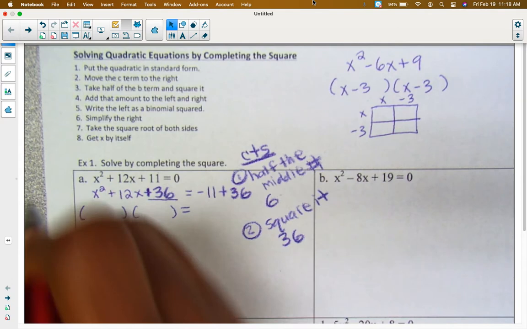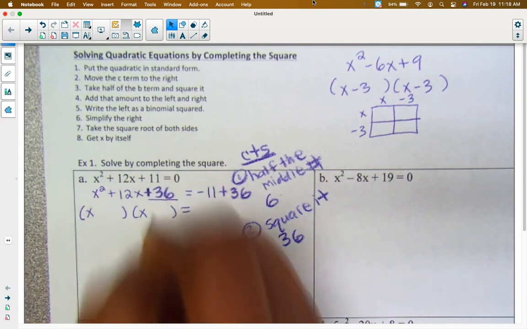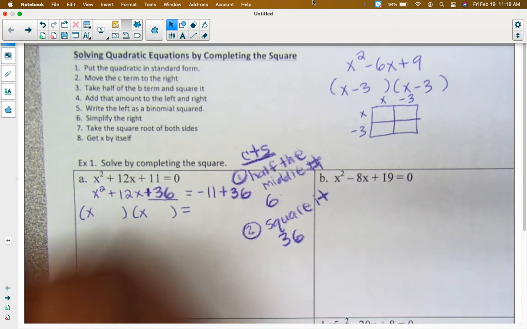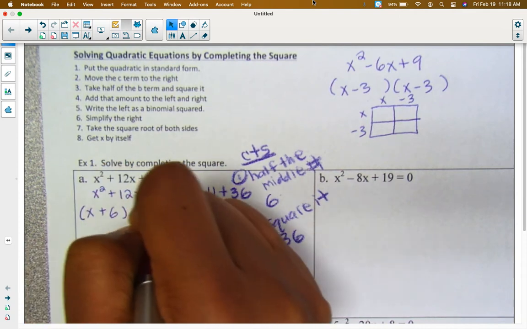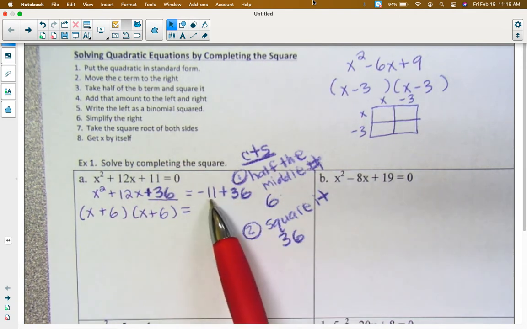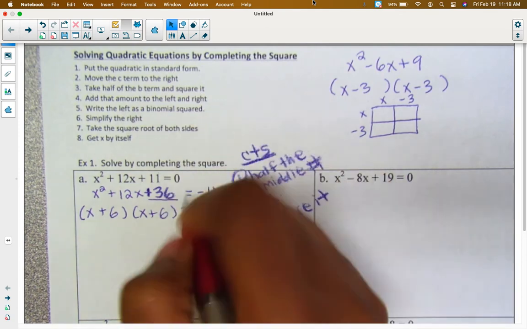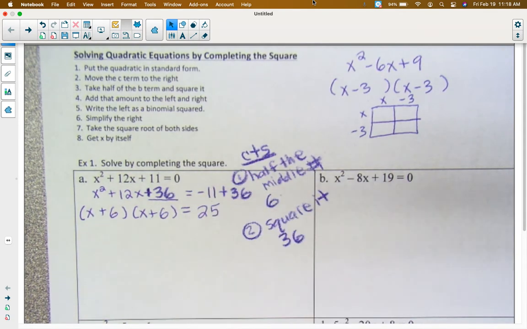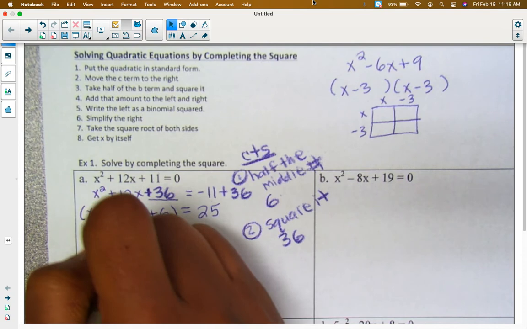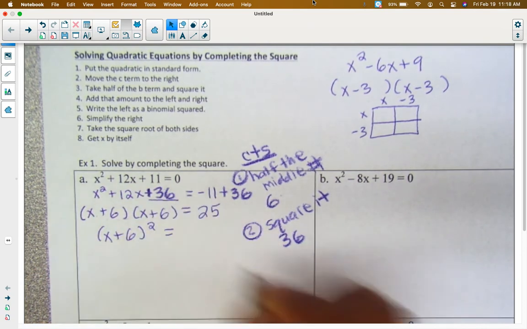Two numbers that multiply to give me 36, add to give me 12. So those numbers are 6 and 6. And go ahead and add this side. Negative 11 plus 36, I got 25. Now I can condense this and write it as a binomial square, which is what step 5 says. Write the left side as a binomial square. So I can go ahead and square this. X plus 6 squared equals 25.